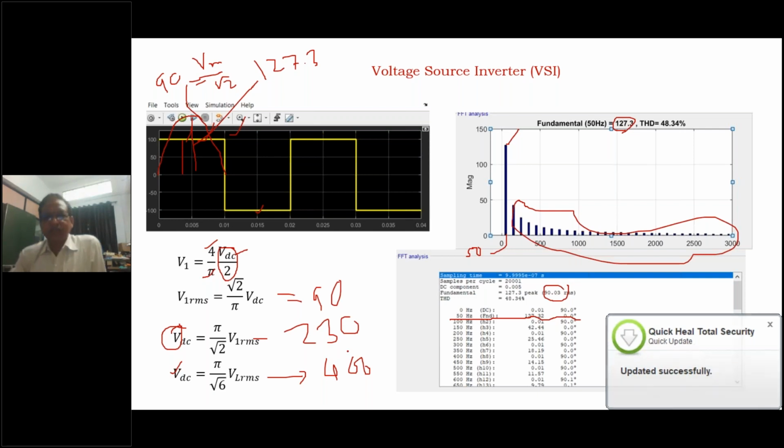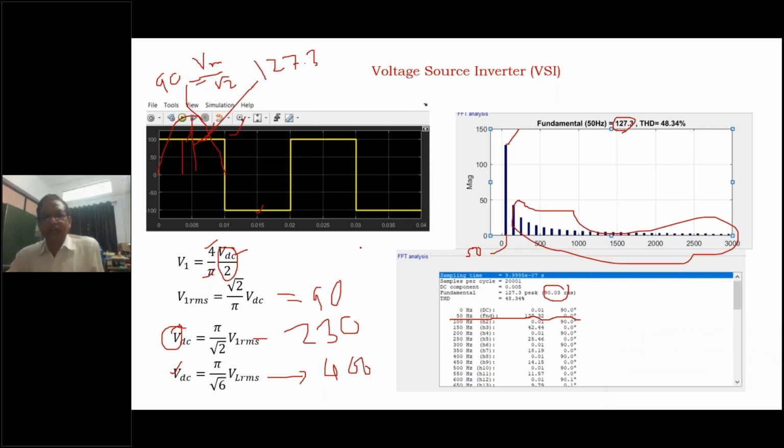Now see, in this case there is a third harmonic. This is 150 hertz. Its frequency is 3 times the fundamental, and its magnitude is 1/3. Suppose this is 127, this will be 127 divided by 3. This will be the magnitude.